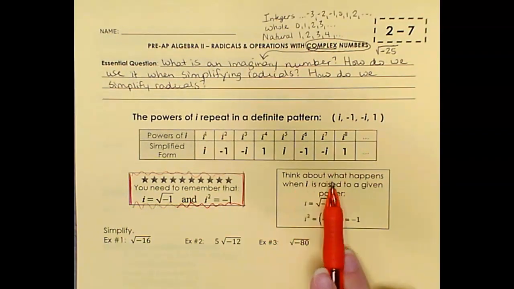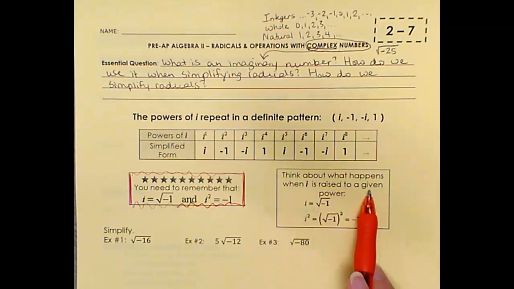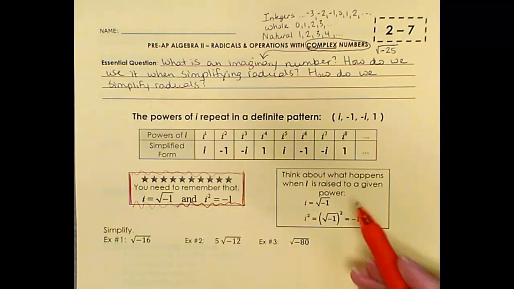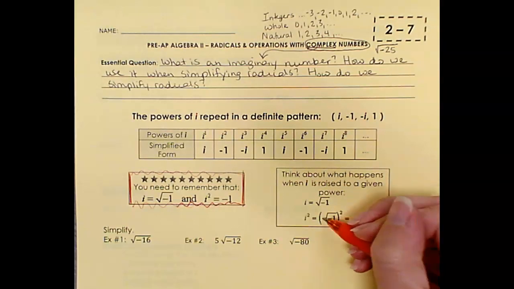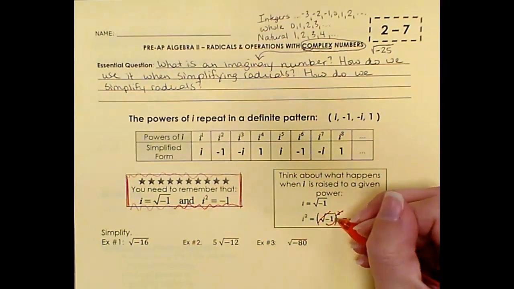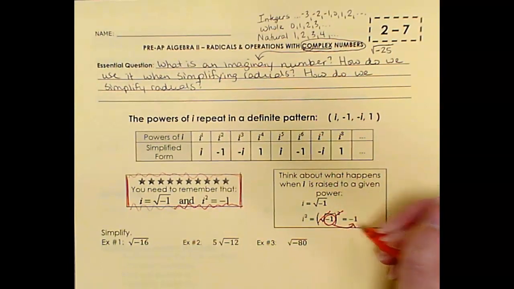It says, think about what happens when i is raised to a given power. So if i is equal to the square root of -1 and you square that, what happens when you square a square root? Well, when you square a square root, both of them cancel out. They're inverse operations. And so the only thing that's left is the negative, which is why i squared is equal to negative 1.